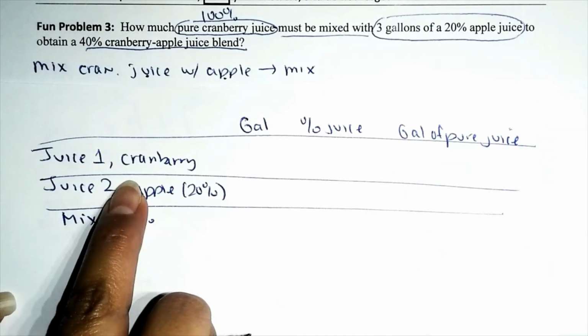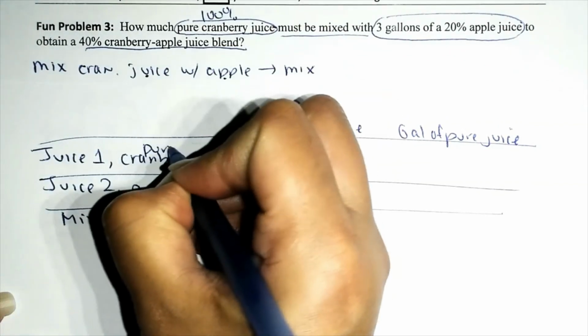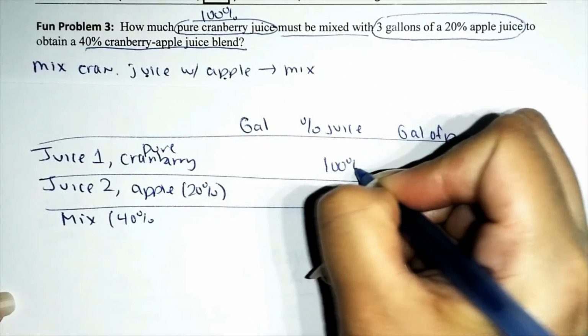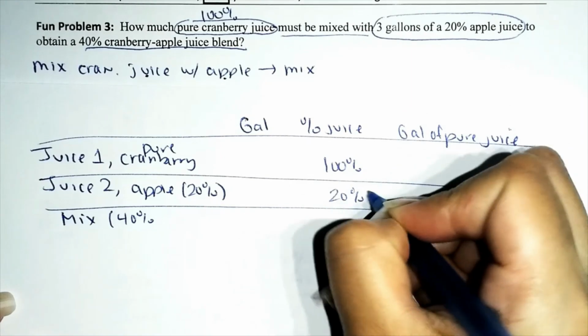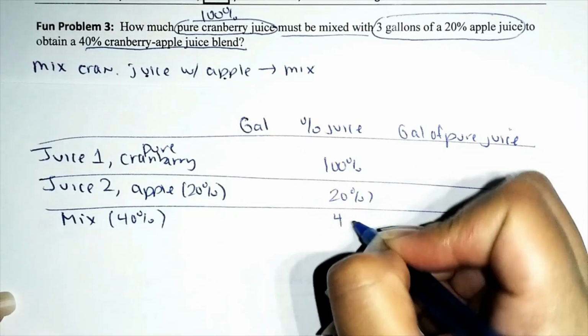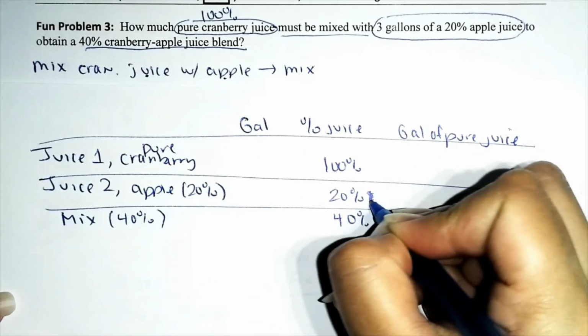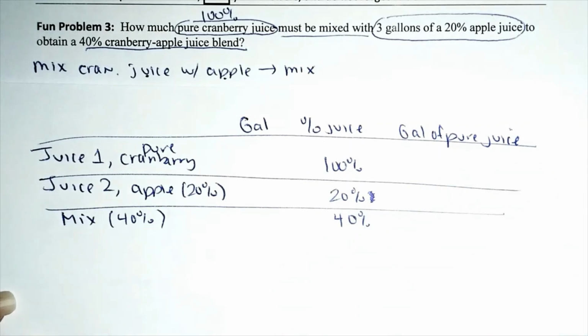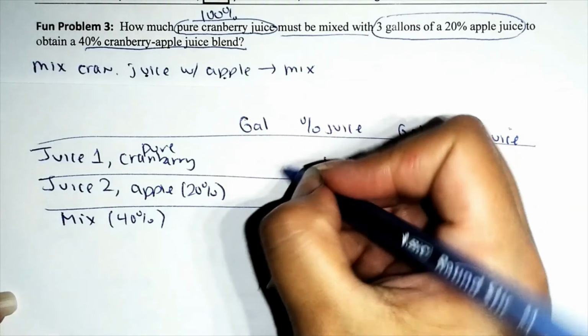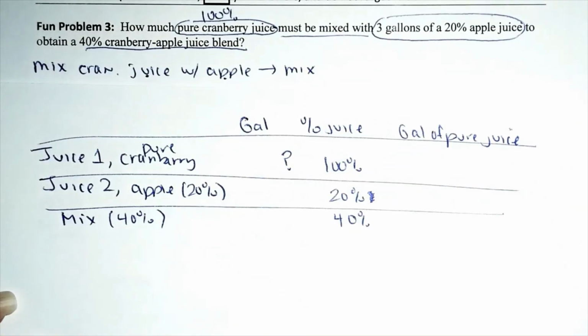So cranberry, it's pure cranberry juice, so it's 100% juice. Okay, apple juice is 20 and the mix is 40. Okay, sorry about that, but I don't have whiteout. So let's go ahead, fill in what we can. How much pure cranberry juice? No idea. So question mark.